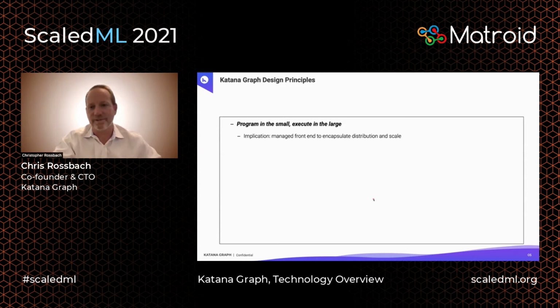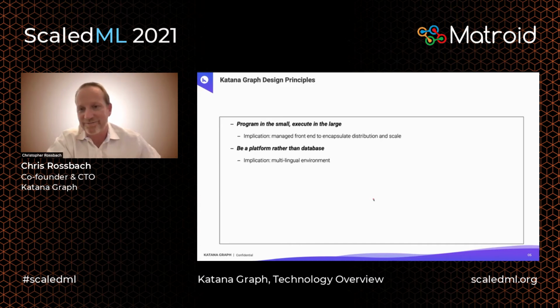The second design principle I want to bring out is the following. Be a platform rather than a database. This is something I'll spend a few slides trying to unpack in a few moments. But the high-level implication of doing this is that it has a certain sense of being more general than just a database, but there are a number of other things that fall out from this, like the necessity to be in a multilingual environment. What do I mean by multilingual? I don't mean multilingual in the human language sense. I mean it in the machine, or the human talking to machine, language sense. We need to support multiple front-end languages.